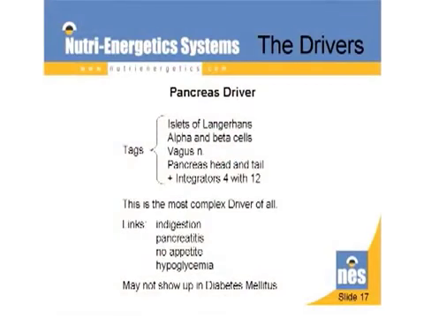Pancreas is a dual organ, has several functions. We have tagged the islets of Langerhans, the alpha and beta cells, the vagus nerves as well as lymph, the head of the organ and the tail of the organ. It also contains integrators 4 and 12. This is the most complex of all the drivers. The pancreas is a double organ. It does lots of things and it goes wrong all the time.